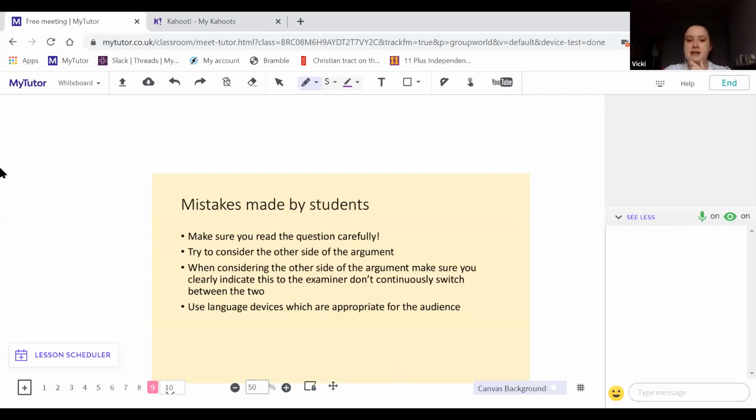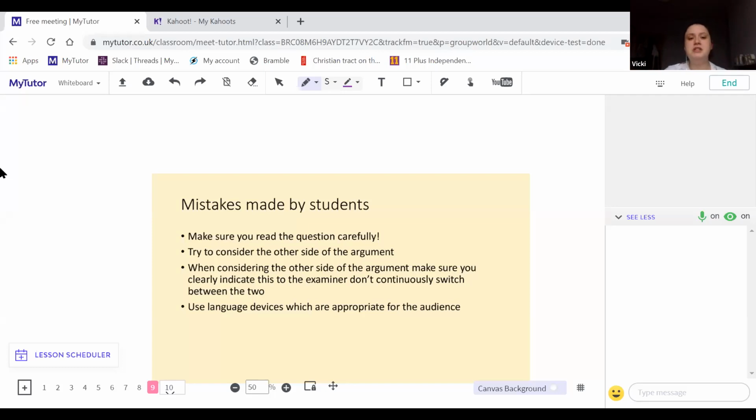Try to consider the other side of the argument. So I've talked a little bit about both in mine. If you can talk about the other side of the argument, acknowledge the positives, and then pick a hole in that positive in some way, that's really clever stuff. So that's something to consider if you're going for those higher grades. But make sure when you are considering that other side of the argument that it is very clear to the examiner that you are swapping to the other side, and then when you come back that it is obvious, because if it gets muddled then you're losing marks for content and organisation.